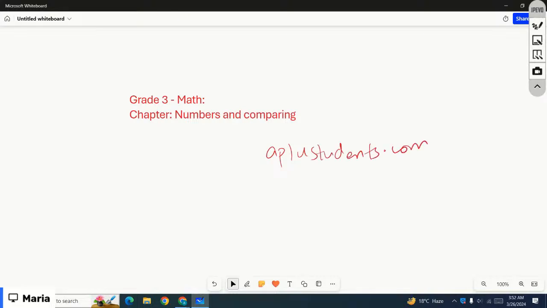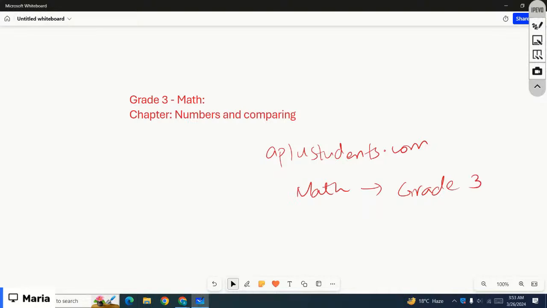You have to log in there using your email address, and the password is provided by the administrator. Then you have to select math from the subject tab, scroll down to grade 3, and click on view all lessons. There you can find a list of the chapters.